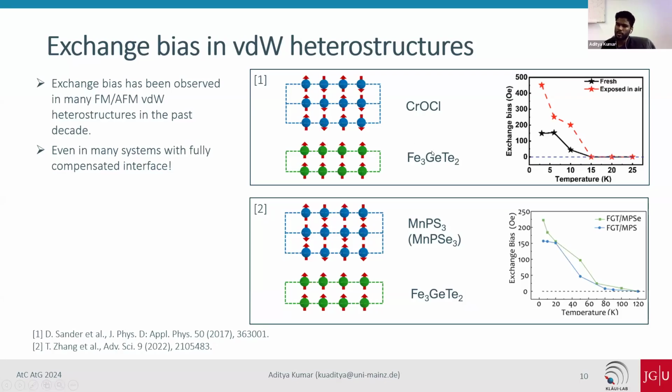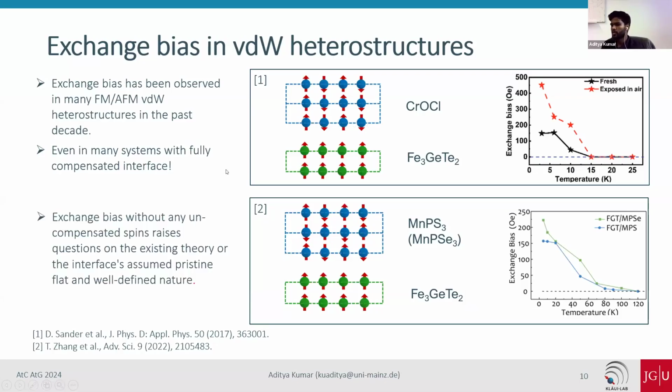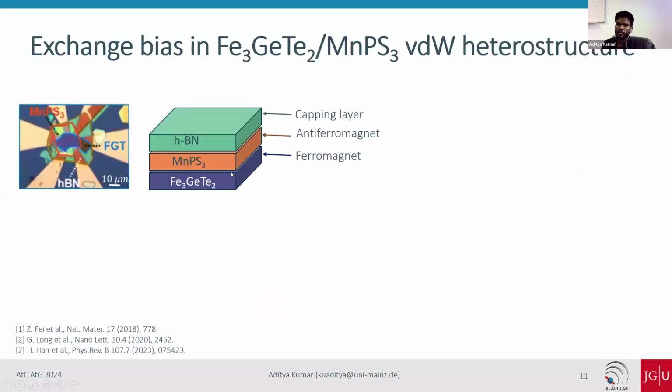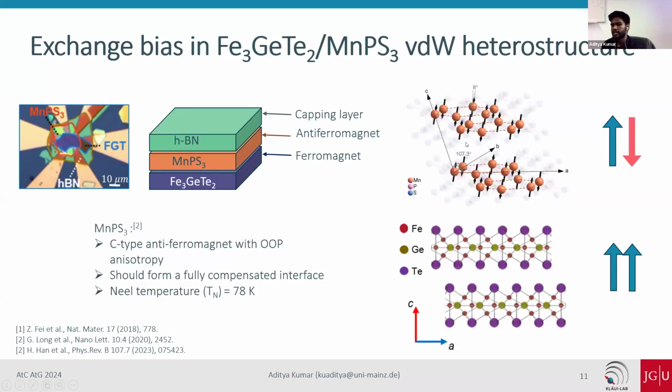In thin film systems, it's okay because you have defects. So even though your antiferromagnet is supposed to be ideally compensated, in practice it's not, and you can get the exchange bias. However, in 2D materials, it becomes complicated and it's hard to explain if you're assuming a flat interface. So we did that. We fabricated a van der Waals heterostructure with iron germanium telluride and MnPS3. And MnPS3, the antiferromagnet we chose, is a C-type antiferromagnet, which means one layer of atoms would be compensated in itself.